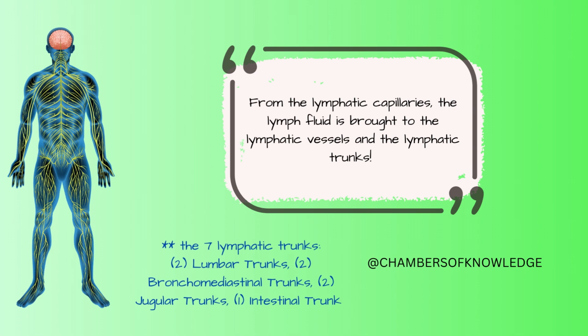There are 7 lymphatic trunks within the body. There is 1 lumbar trunk, 1 bronchiomediastinal trunk, and 1 jugular trunk on either side of the body, while there is only 1 intestinal trunk. Keep in mind that these trunks get their name from their location within the body.